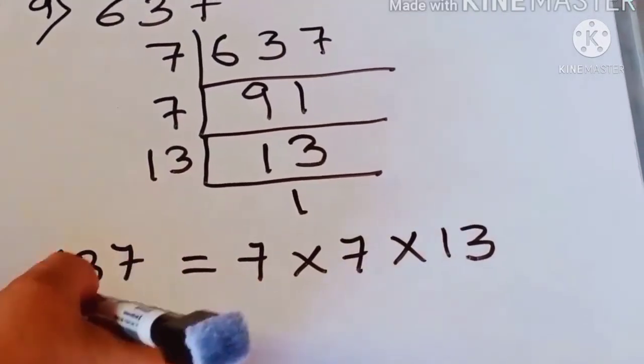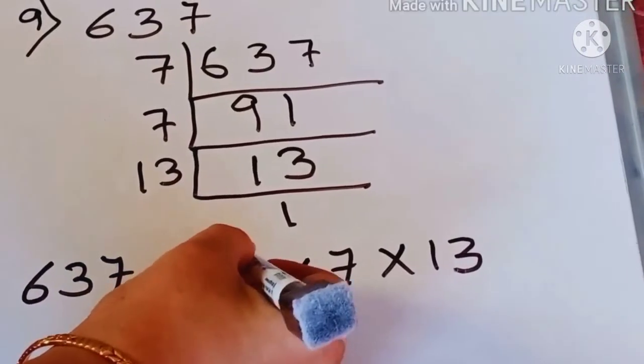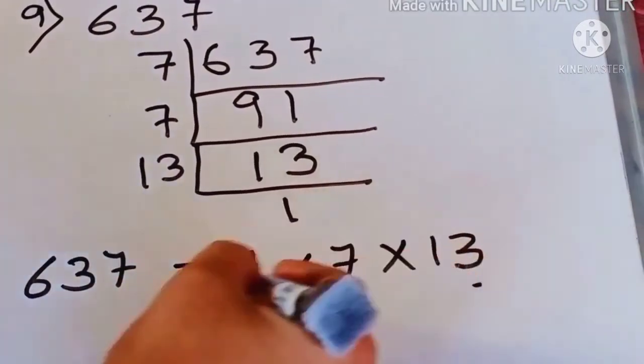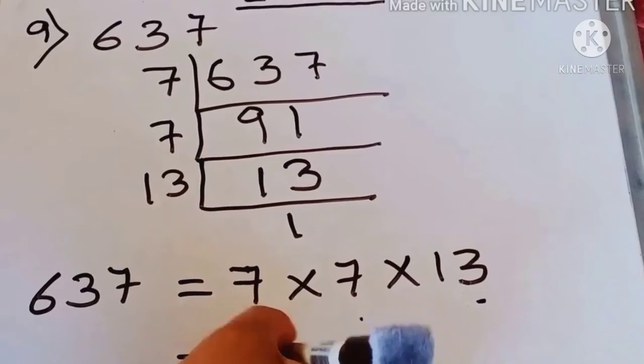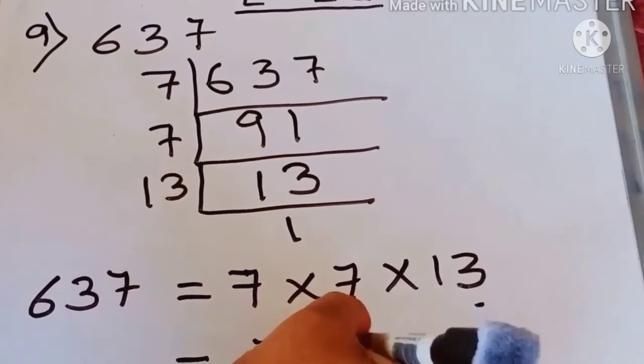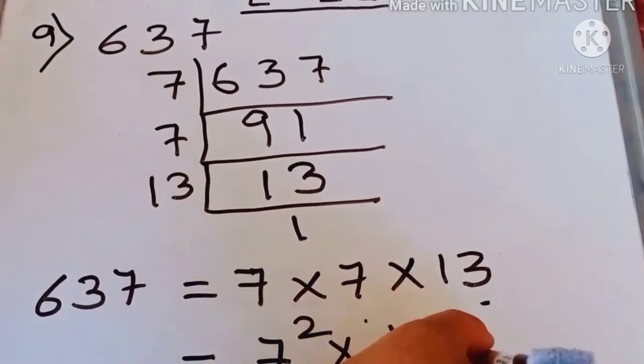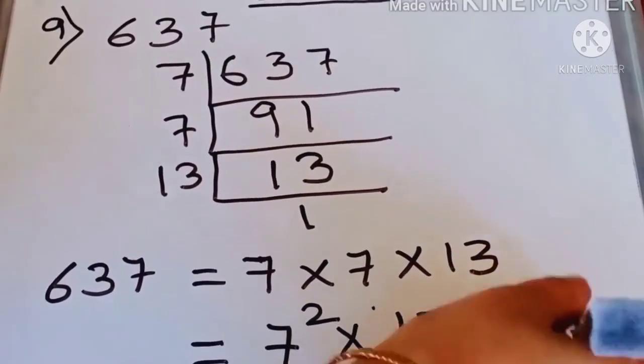So what is the prime factorization of 637? 7 into 7 into 13. You can also write it like this: 7 to the power 2 into 13. Clear?